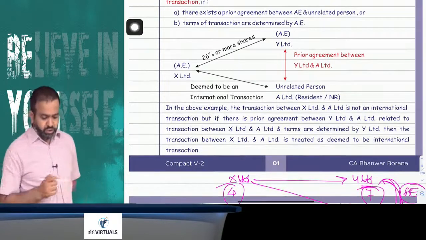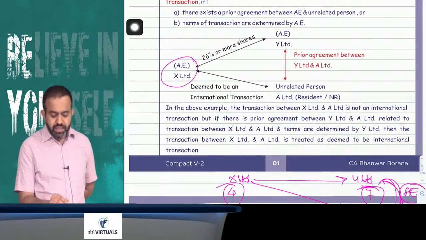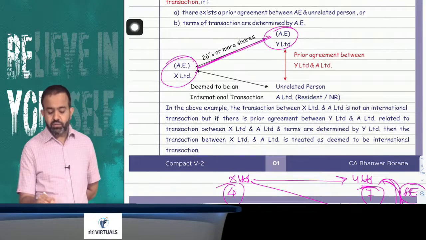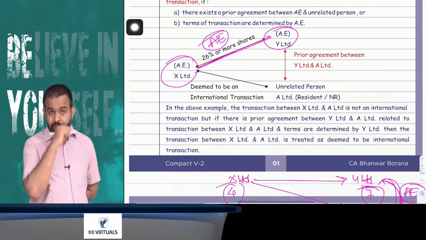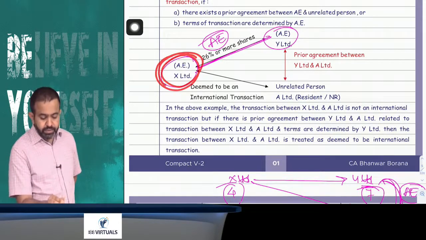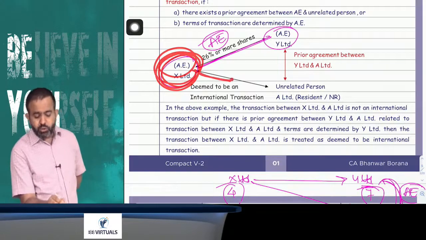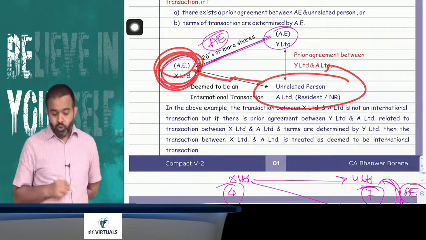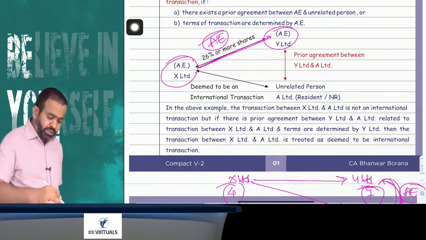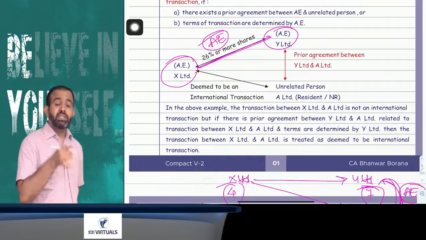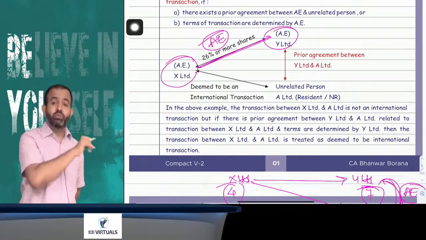I can take one example. All people just pay attention. Suppose there is a company named X Limited and there is a company named Y Limited. Now X Limited and Y Limited both are associate enterprises. Now what happened? Here X Limited is going to enter into one transaction with an unrelated party, that is A Limited. So obviously, whatever transaction is between X Limited and A Limited is not an international transaction, because an international transaction means a transaction between two or more associate enterprises.